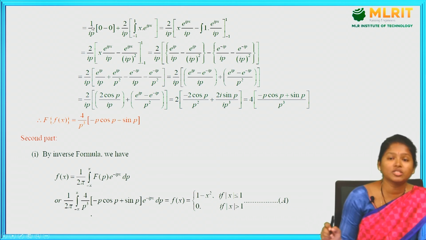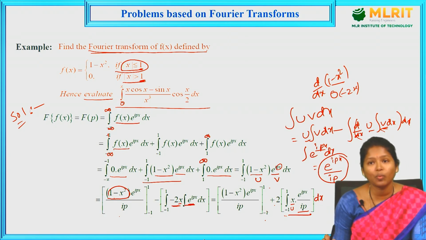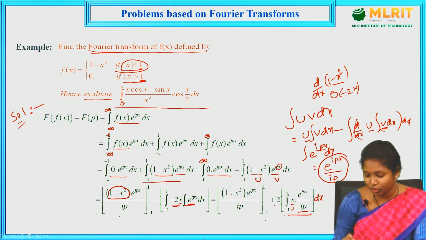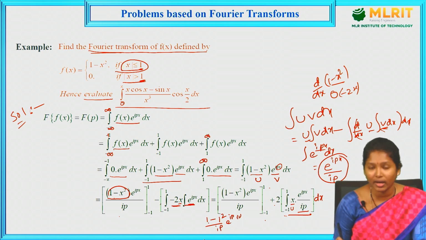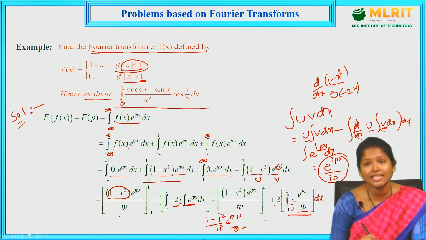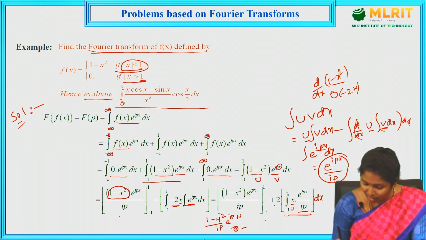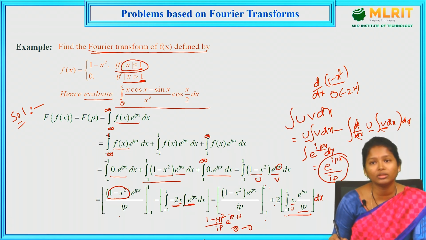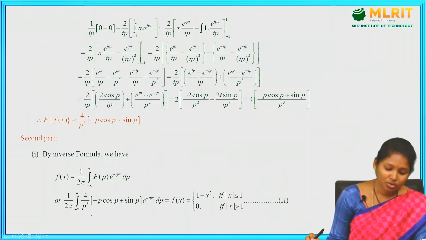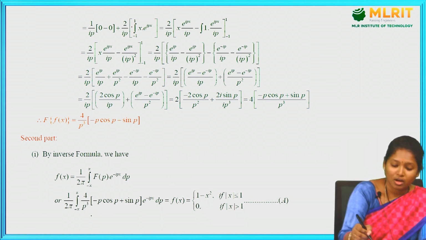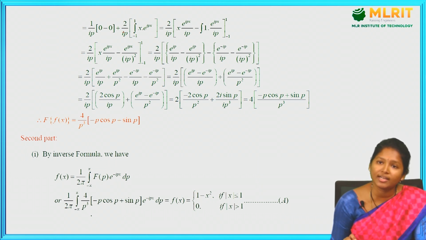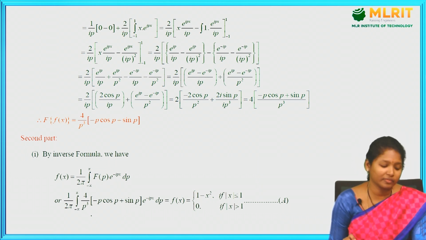So if you substitute 1 comma minus 1 in this function, we get 1 minus 1 squared by ip, e power ip into 1. 1 minus 1 is 0, right? When you apply the upper limit, we get 0. If you apply the lower limit, that means minus 1, so minus 1 whole squared is also 1, and 1 minus 1 is 0. So if you substitute both limits in this function, we get 0. So that's what is written here: 1 by ip, 0 minus 0, plus 2 by ip. Because 2 is constant and ip is also constant, we have written it outside.